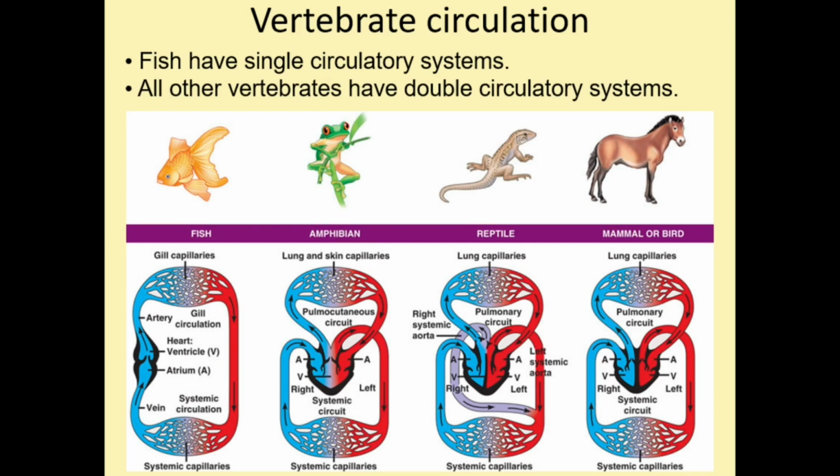And what this enables the reptiles to do, and we see this a lot in animals like crocodiles, is that they can do something called an aortic shunt. And that means that they can divert blood from their lungs back to the right systemic aorta so they can send it back to the systemic circuit. And there's a couple of suggestions for why they do this.